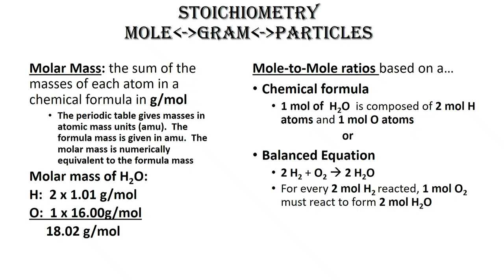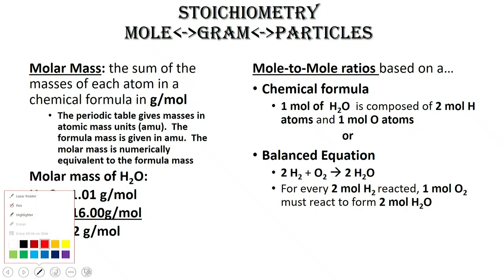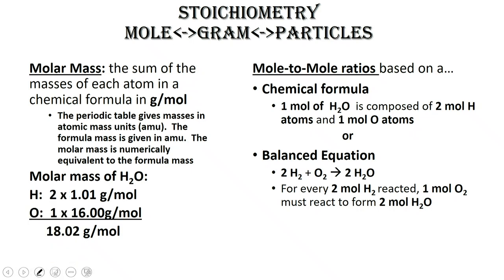The molar mass is one of those conversions that we need to help us do these types of calculations. And the molar mass is simply the sum of all the masses of each atom in a chemical formula, and it's given in grams per mole. When you look at the periodic table, the masses of the elements that you see are in atomic mass units. Numerically, this is exactly the same as the molar mass of those elements. So we can use those numbers and just use the grams per mole unit.